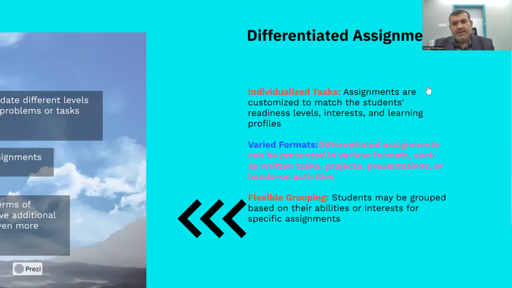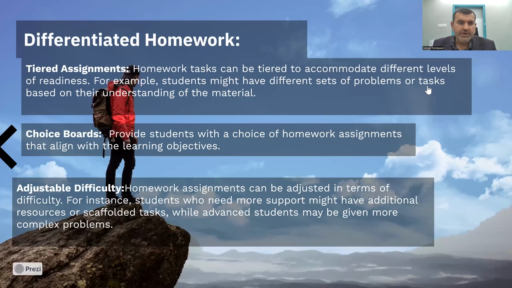The second part is differentiated homework. It is a kind of differentiated assignment, but as you know, the homework is for the home. It means that you give an assignment to accommodate the different levels of readiness of the students. For example, some students might be very good at problem solving, and some might be good at something else. So you tailor the assignment according to the level of the student.